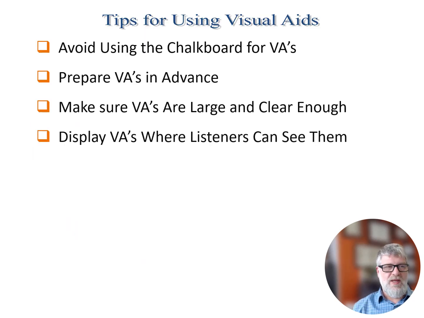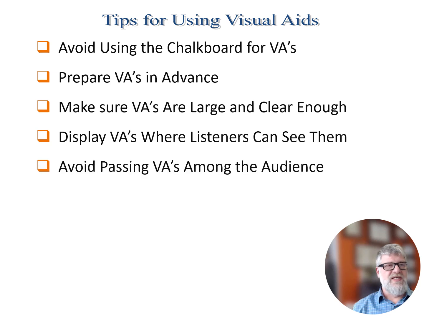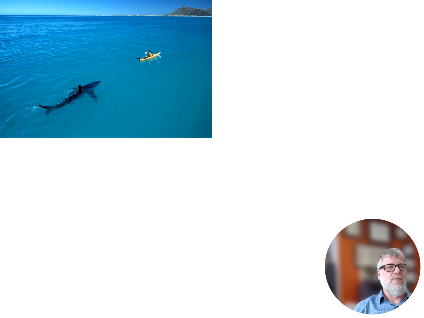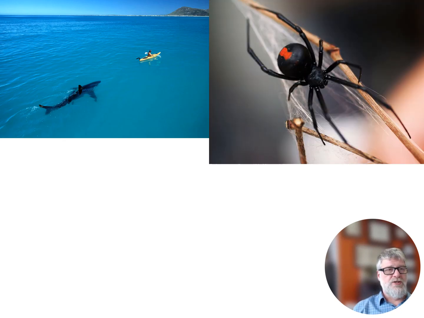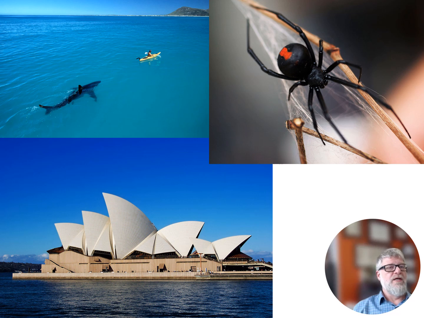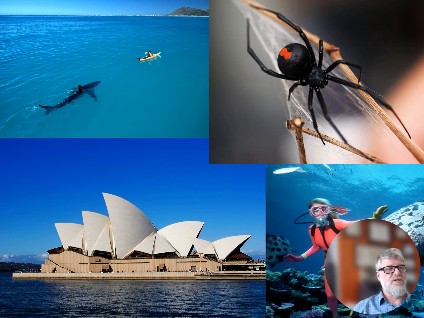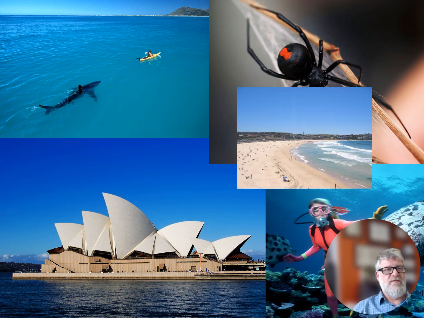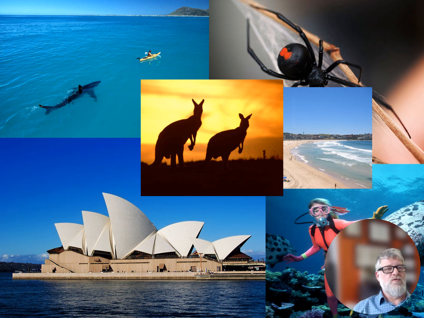So you want to display the visual aid where the listeners can see them, and you want to avoid passing the visual aid out into the audience. Now, obviously, this pertains more to an on-site class, but I have a little example here that I'll show you. I had a student who gave a speech about a trip that she took to Australia. She talked about being in the Great Barrier Reef and seeing the Sydney Opera House and camping next to a bunch of poisonous spiders and swimming in the reef. She had a great time. It was a really cool trip.